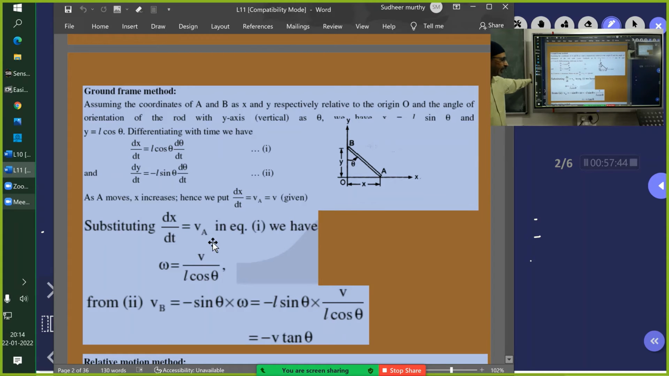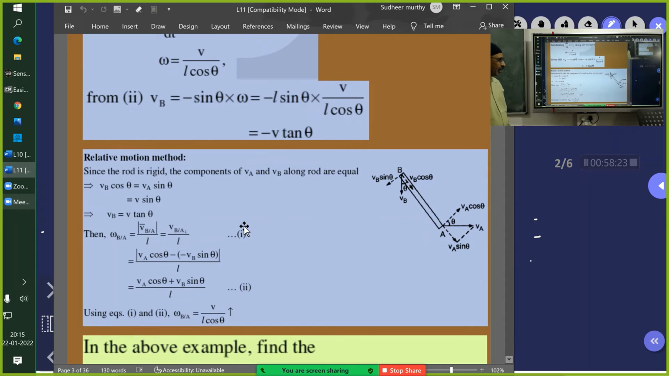Now if you designate dx by dt as VA, as we did, then omega will be equal to VA by L cos theta. Why I am showing all this is because now, if the velocity of point A is given, the length of the ladder is given, and at a given instant theta is given, then the omega at that instant gets related to these. And similarly VB will be minus VA tan theta.